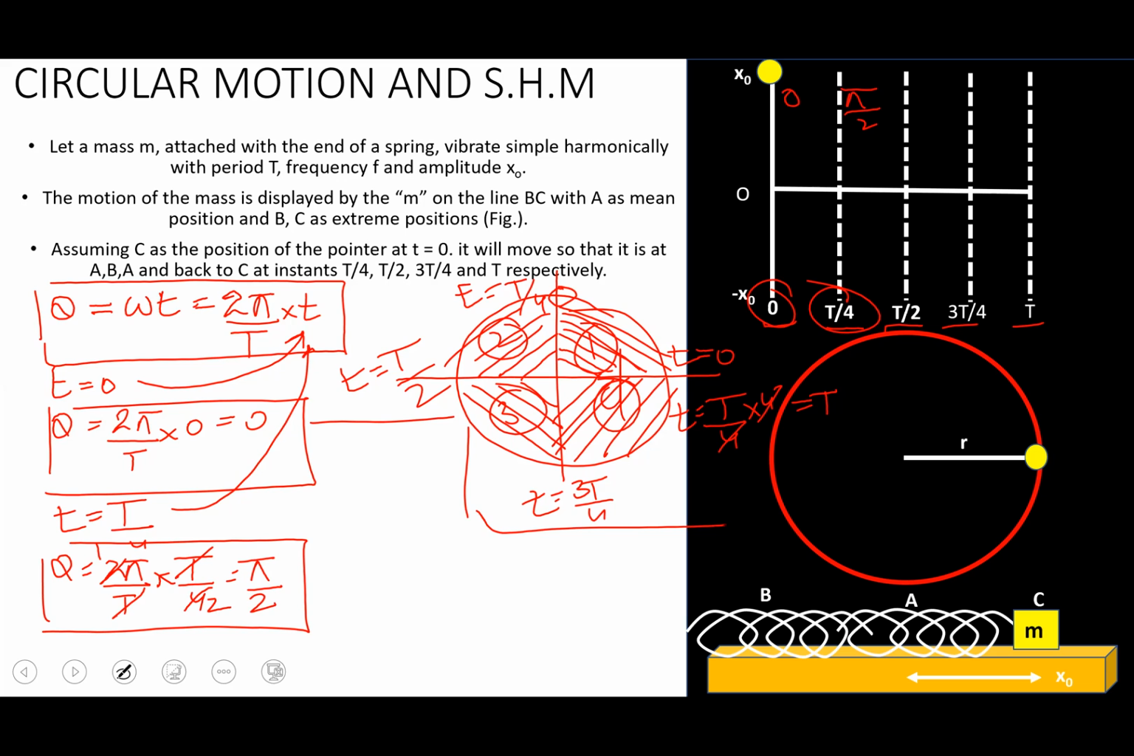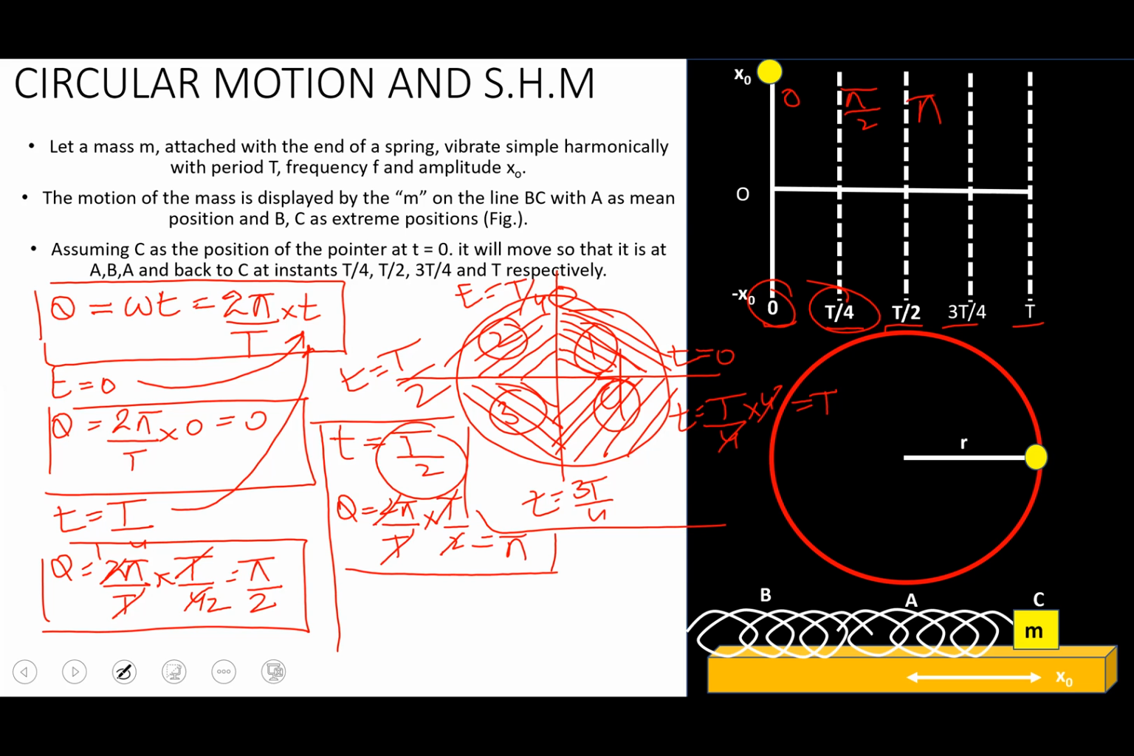Now in this case, let's put t equal to T by 2. That means half the time has been covered now. Then theta will be equal to 2 pi by T multiplied by T by 2. So this T cancels out with this T, 2 cancels out with this 2. So at this point theta will be equal to pi. So at T by 2 the value of theta will be equal to pi.